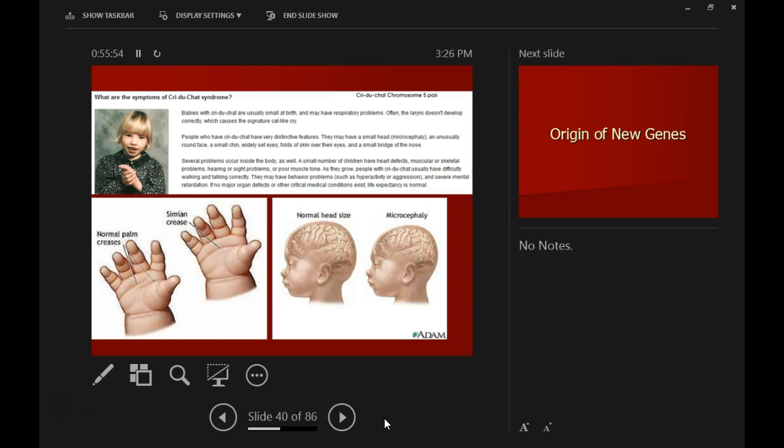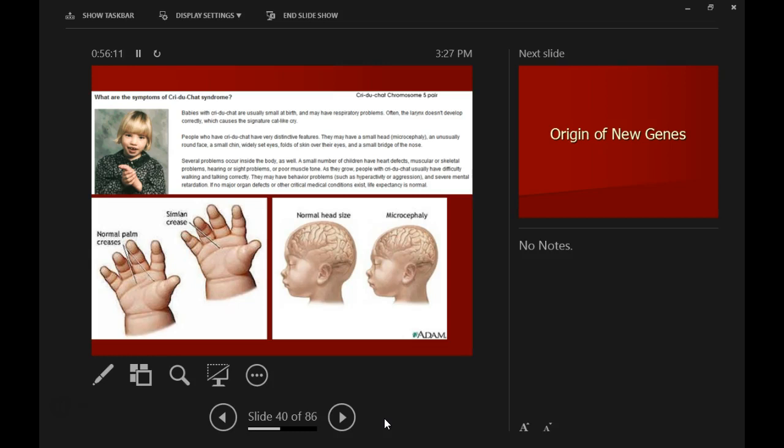People with cri-du-chat have very distinctive features. You see here? They may have a small head, an unusually round face, a small chin, widely set eyes, small bridge of the nose. Several problems occur inside the body as well.